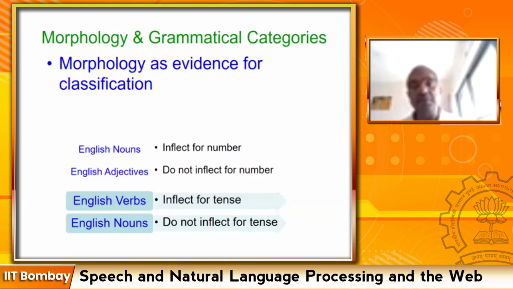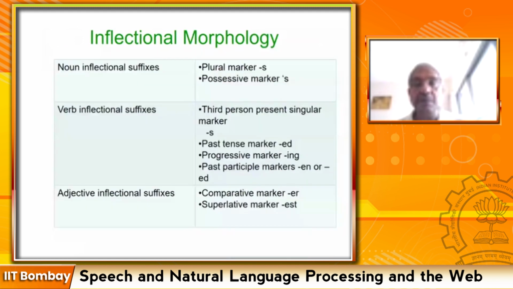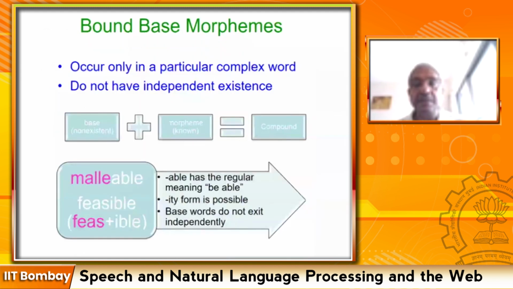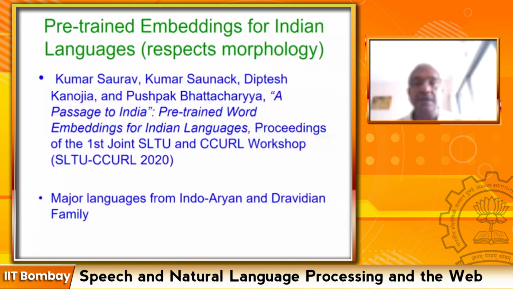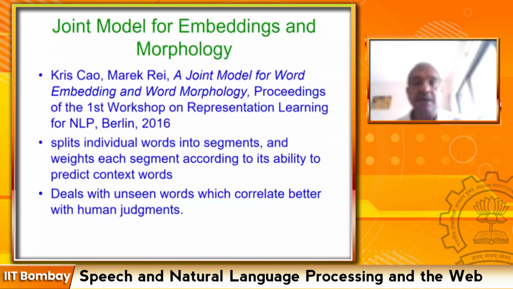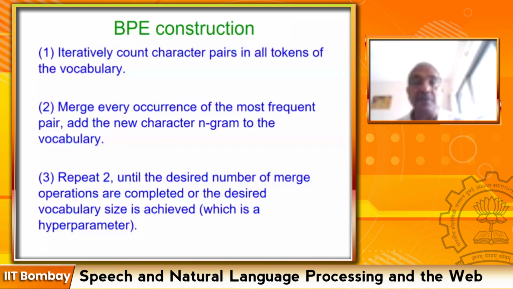But let me go to the computational part. I mean, what do I do with all this morphological knowledge, and how do I make use of them for NLP tasks? So let me go into the chunking problem, which we started discussing yesterday. Okay, there are very interesting recent developments in morphology, fast text, for example. And then our work on pre-trained embedding for Indian languages. I started mentioning them yesterday, but I'll elaborate later. Joint model for embedding and morphology. Byte pair encoding is such an important point, again, from the point of view of morphology.